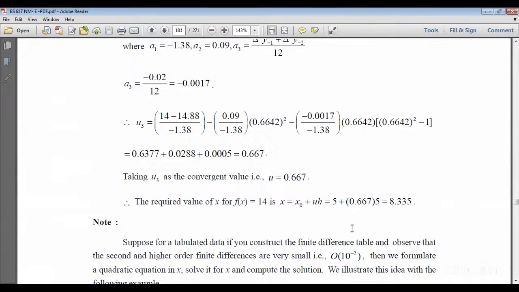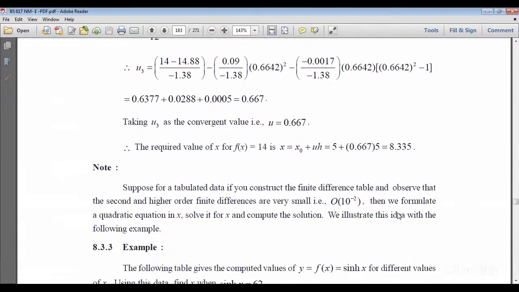The required value of x for f of x equal to 14 is 5 plus 0.667 into 5, where 5 is the multiplier. After the multiplication, the 5 is added here.